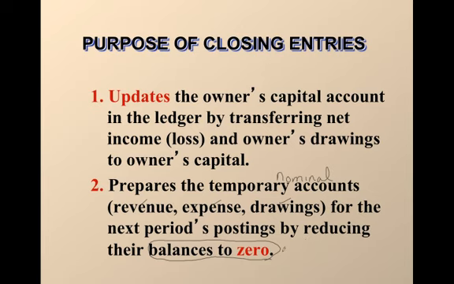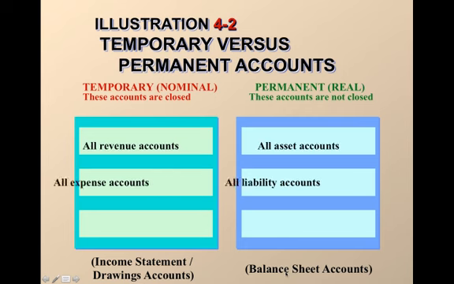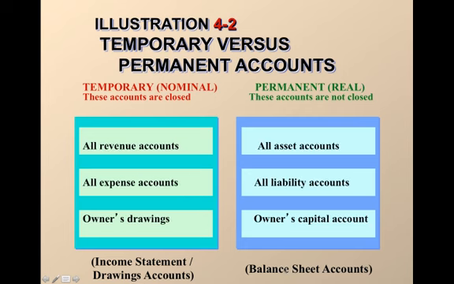Again, a reminder, temporary versus permanent. So temporary or nominal, we just talked about, are these accounts: revenue, expense, and drawings. However, permanent accounts are not closed. They always maintain the same balance. So our assets, our liabilities, and capital never get closed. Okay, so those balance sheet accounts are not closed, but all of the income statement accounts plus drawings get closed. You need to know that.